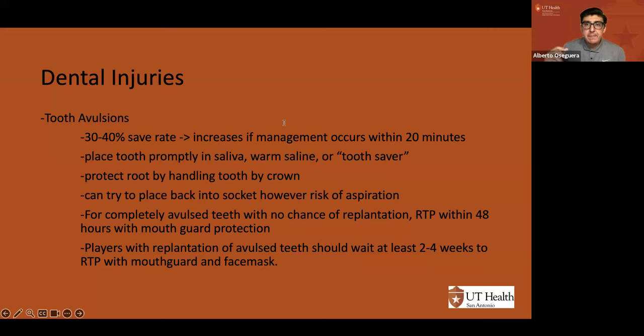If you are going to grab the tooth, make sure you're handling it by the crown and not the root of the tooth, because then it can actually damage the root when they're trying to reimplant the tooth. You can put the tooth back into the socket, but that usually can increase risk of aspiration and swallowing the tooth, which is definitely not great and can lead to secondary issues. For most avulsed teeth with no chance of replantation, either they didn't notice that their tooth fell out or they just couldn't find the tooth, usually you can return to play within 48 hours, definitely with mouth guard protection. And players who do have a reimplanted tooth should wait at least 2 to 4 weeks to return to play with definitely a mouth guard and a face mask.